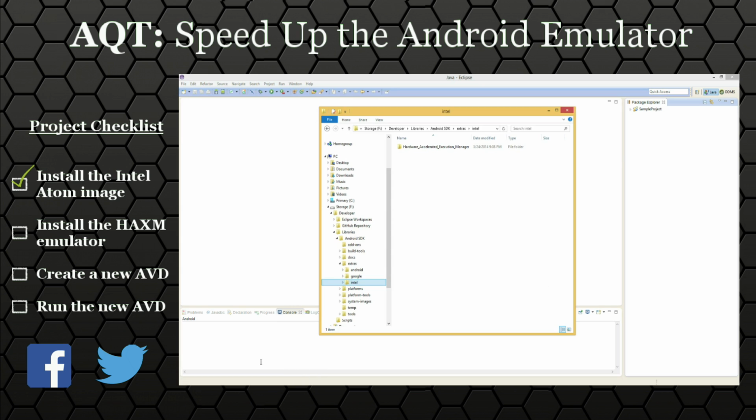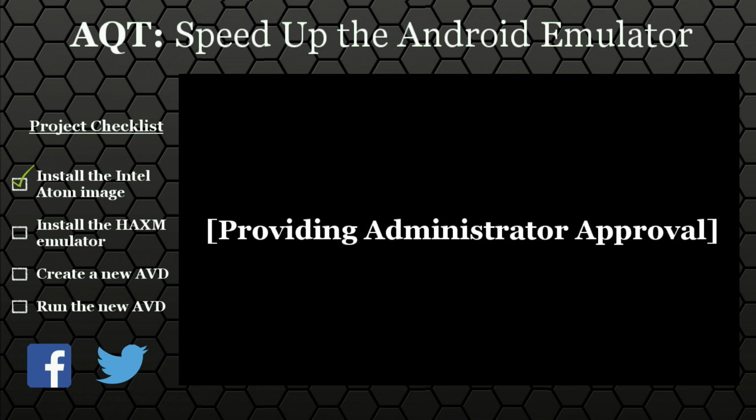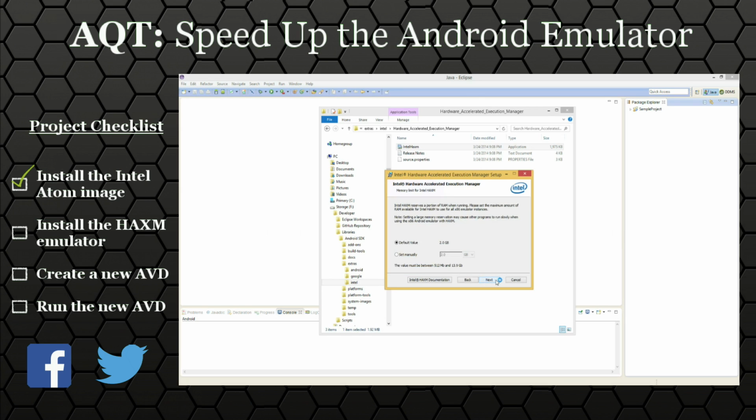So go ahead and open up your File Explorer and navigate to this Intel folder here, which is in the Developer SDK under the Extras folder, and you'll see that we have the Hardware Accelerated Execution Manager here. And we'll notice the simple install here. Click that, and we'll go through the installation process.